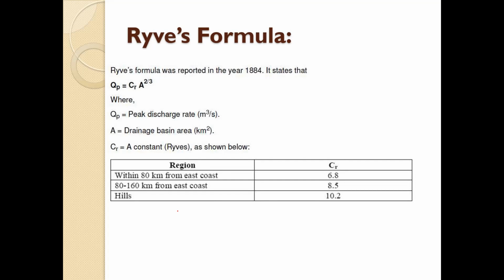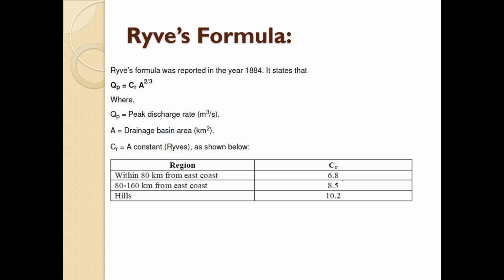It was developed in 1884. It states that QP equals CR into A raised to 2 by 3. QP is the peak discharge rate, A is the drainage basin area, and CR is the constant, Ravi's constant.